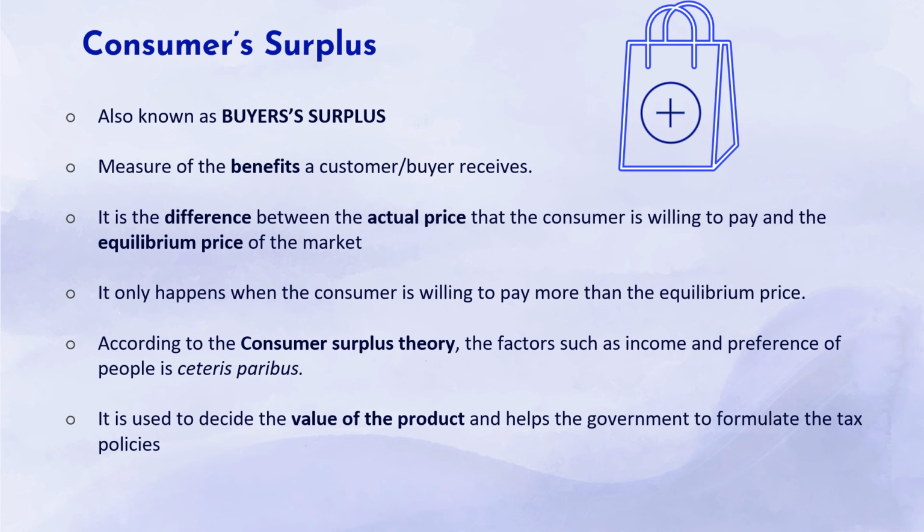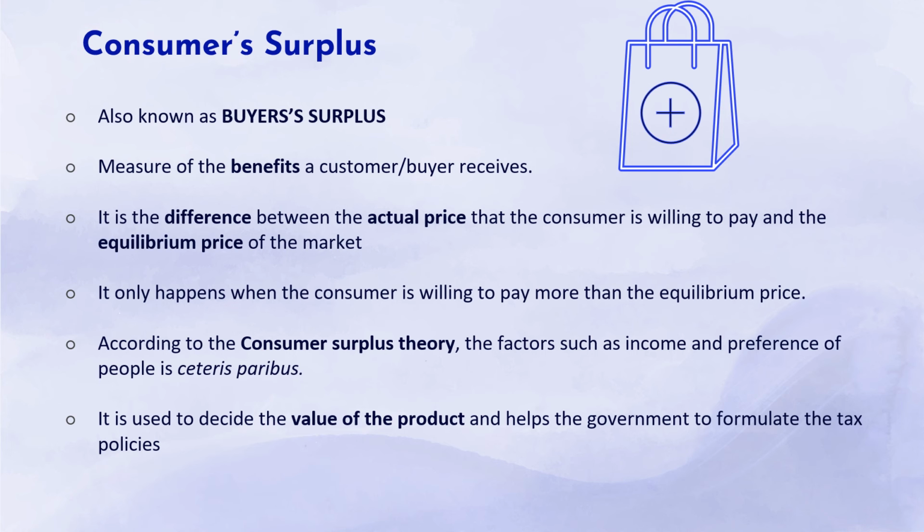For example, I am a customer and I am willing to pay $10 for a product, but the actual price of the product is $7. So the consumer surplus is $3, right? It happens only when the consumer is willing to pay more than the equilibrium price. I am willing to pay $10, which is more than the equilibrium price, correct?